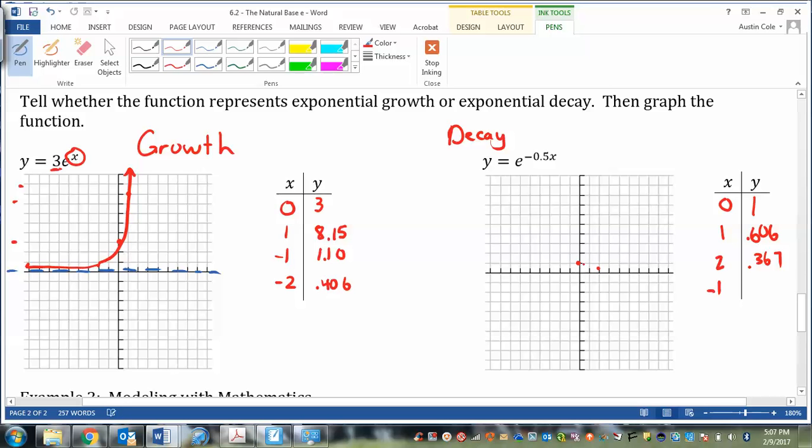If I look at negative 1, I'm at 1.648. So right there, and if I look at negative 2, excuse me, it's going to be 2.7, and if I keep going, it's just going to keep increasing. So now this is an exponential decay model. And again, we're going to have a horizontal asymptote at 0.